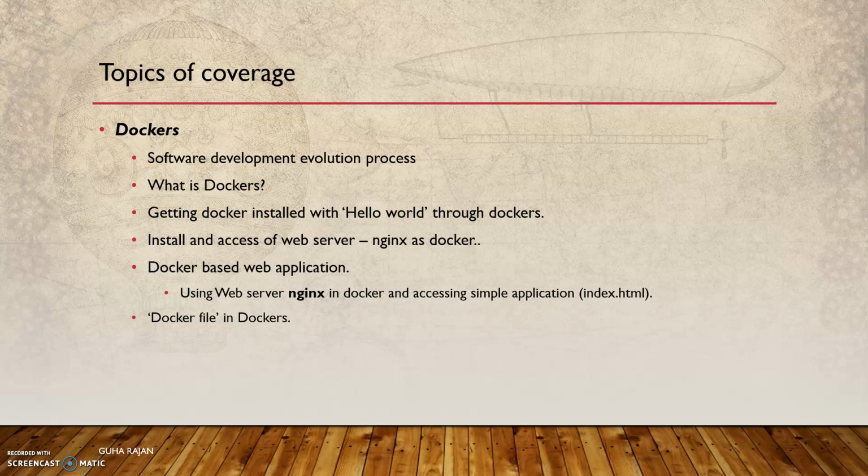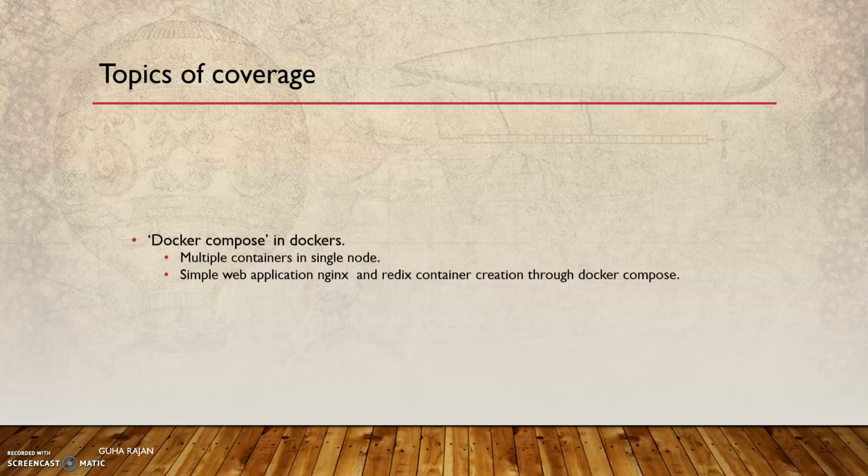Then we'll be getting into Dockerfiles, which is quite important as far as Dockers are concerned, and we'll be building up a simple Python application using a Dockerfile, and then we'll be using a Dockerfile to build an image, whatever we did over here, but in this case we'll be using a Dockerfile to build the web image in Nginx.